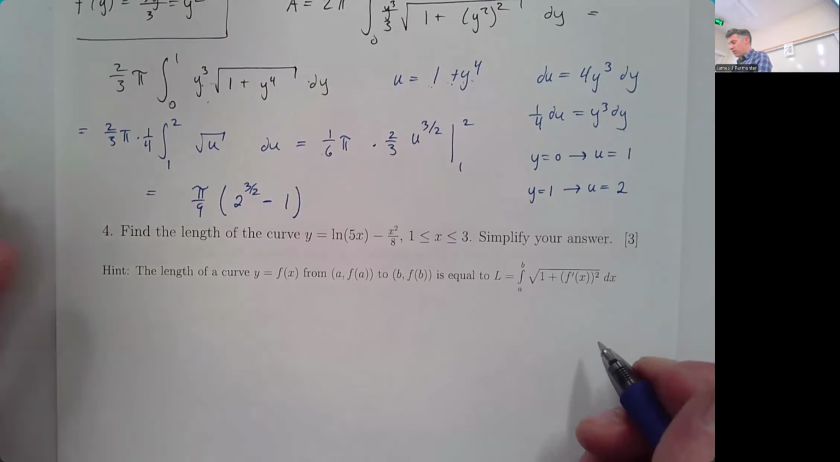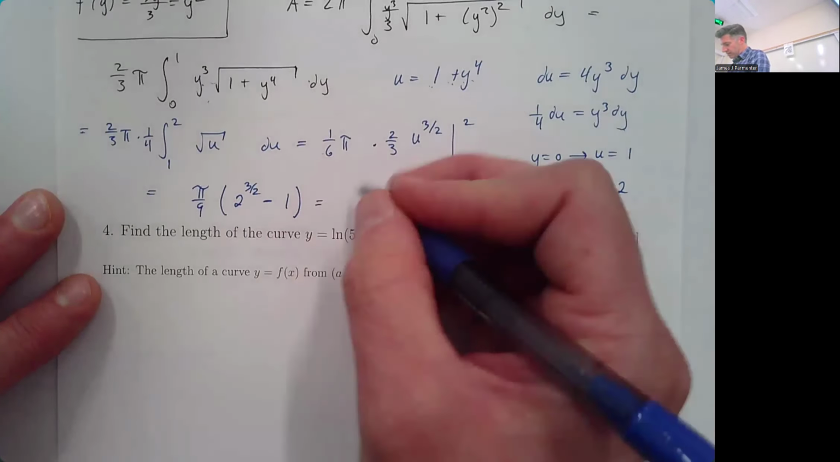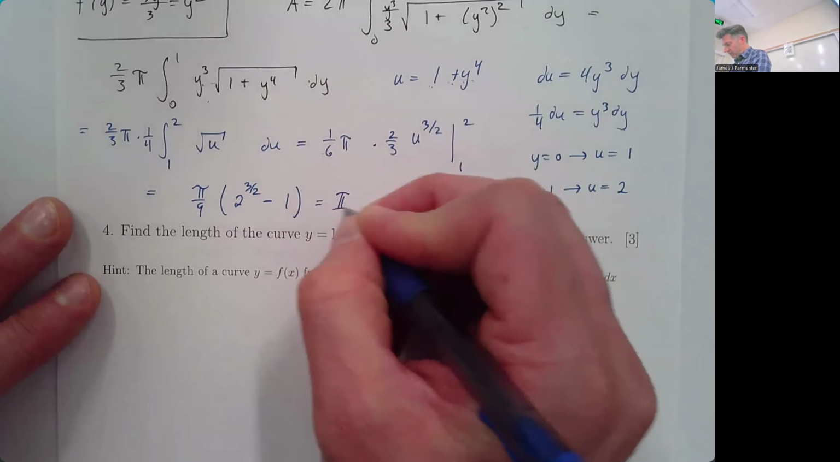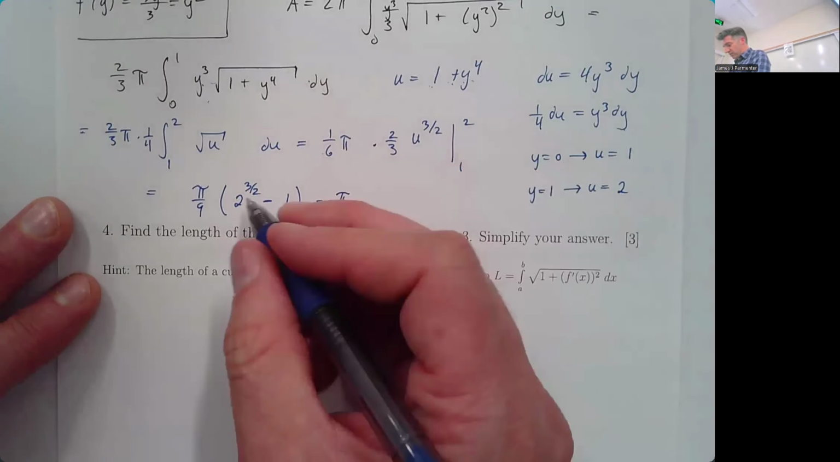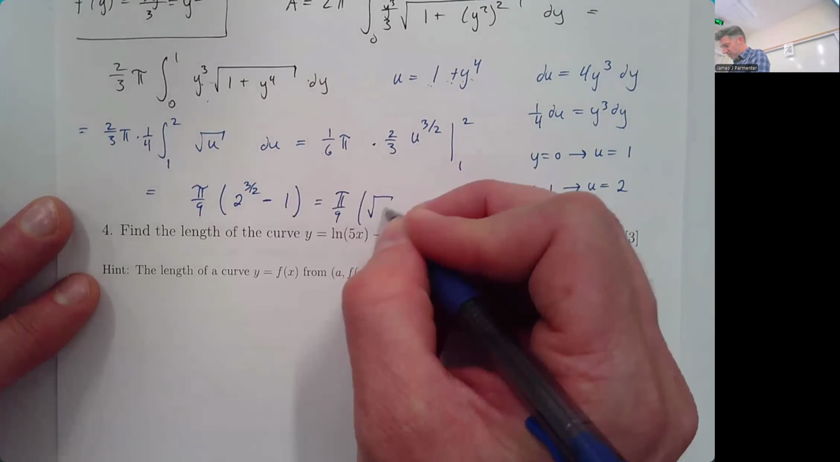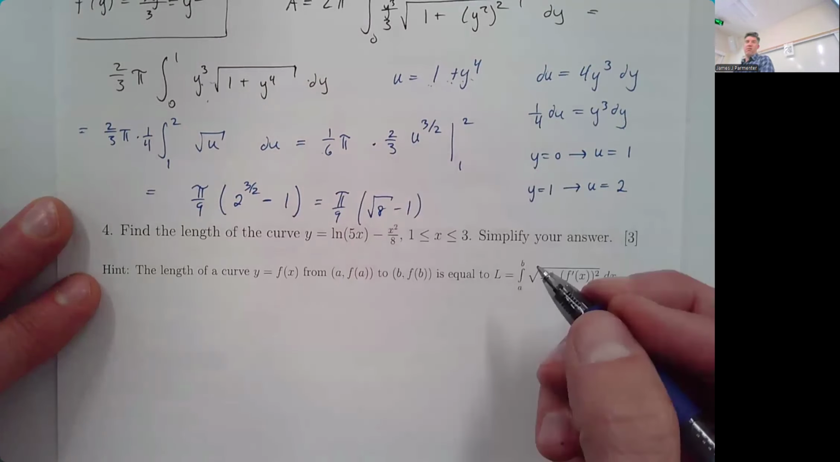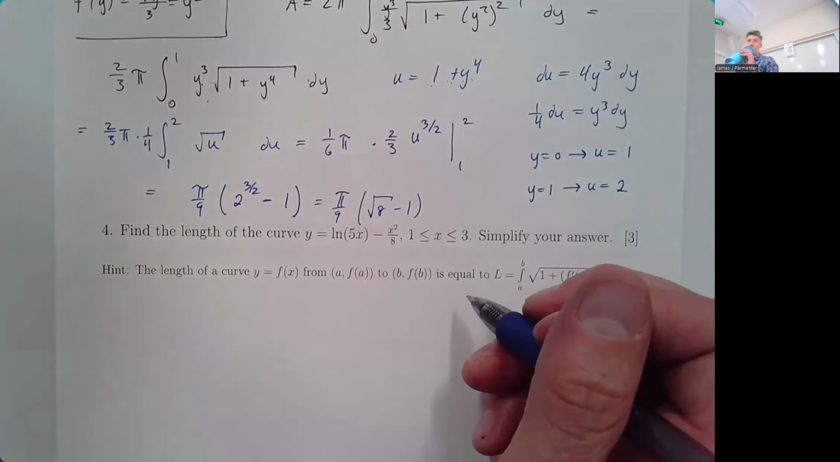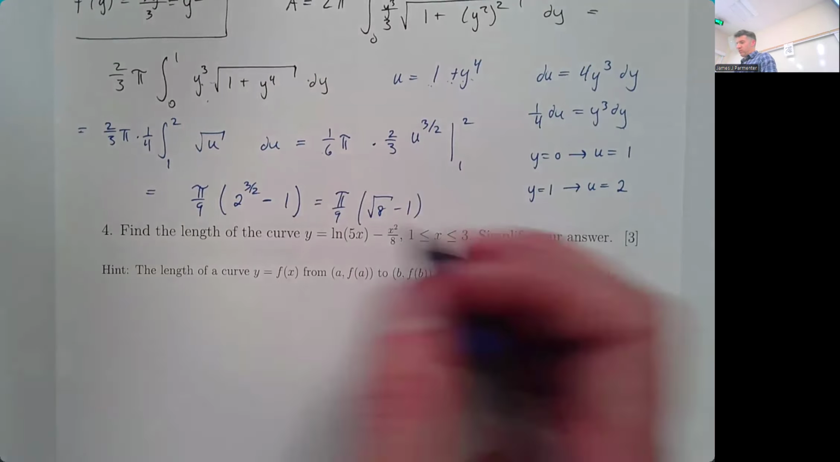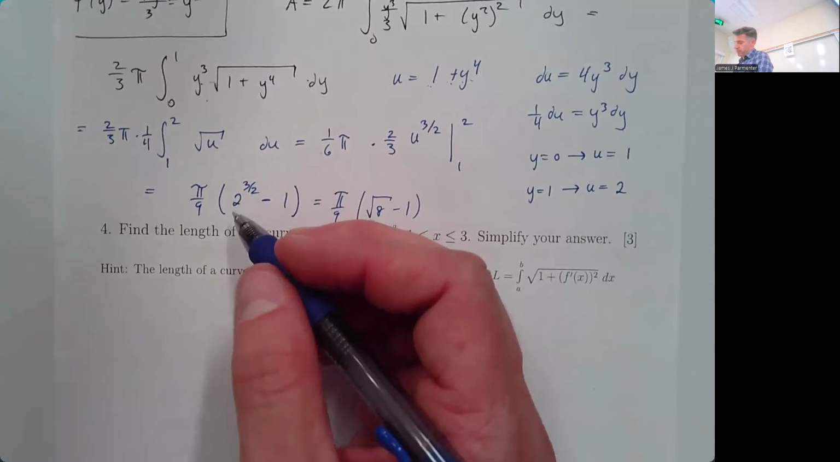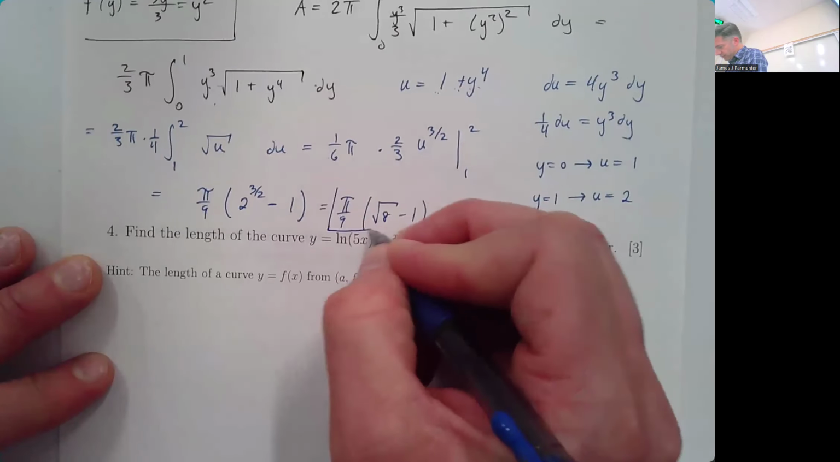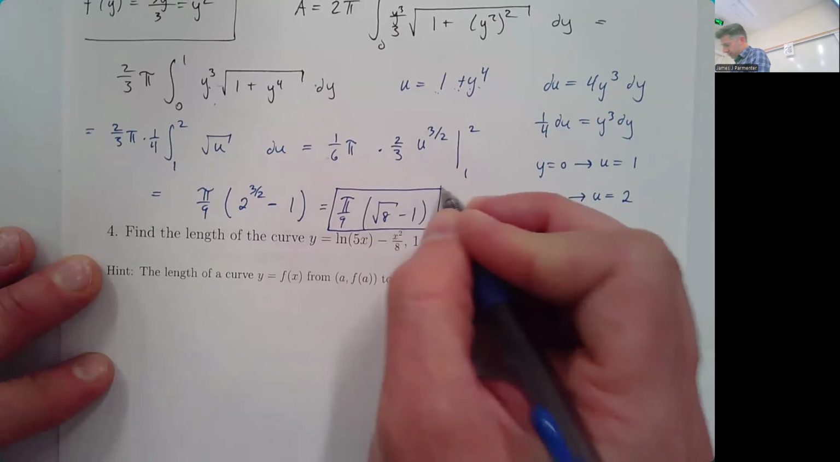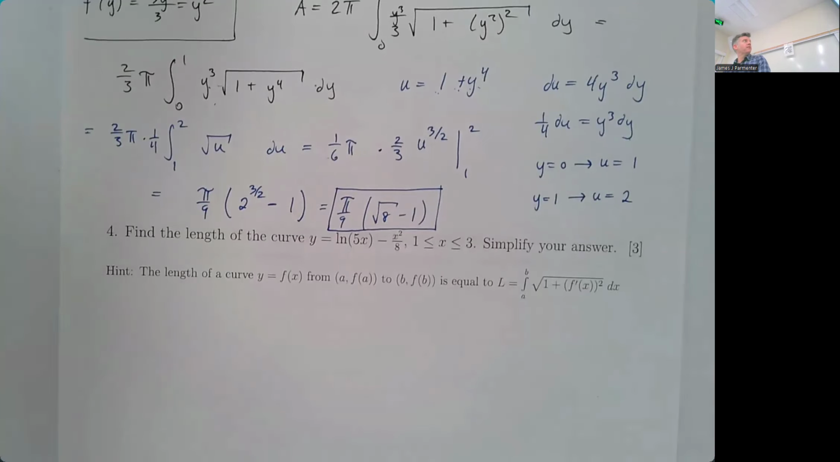I mean, if you really, really wanted, you could say it's pi over 9 times 8 to the 1/2, which is the square root of 8, minus 1. I don't think that's making it any better. Right, 2 to the 3rd is 8, and the square root of 8 is. All right, good times. Do you have to change limits of integration? You do not have to change limits of integration.